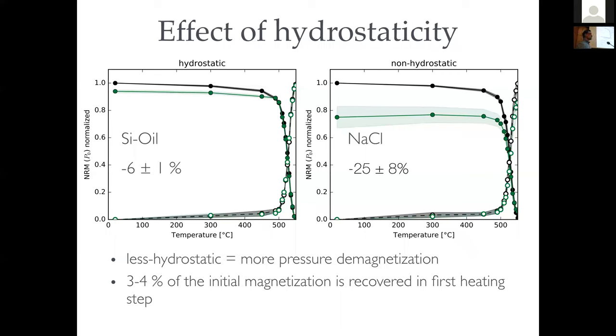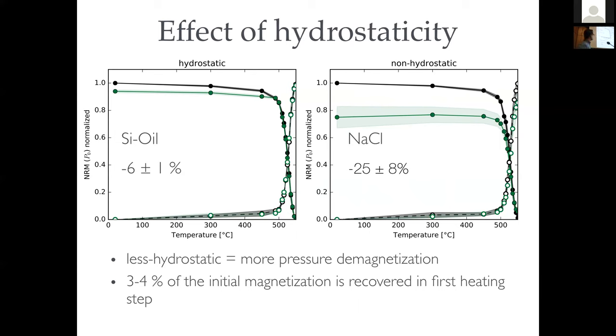Now we can look at the difference between hydrostatic and non-hydrostatic stress. On the left is the same plot I've shown you already. It's the hydrostatic stress with the silicon oil, where we lose about 6% of the magnetization. On the right, we have much higher standard deviations because the stress is less well controlled, and we have much higher demagnetization of the NRM moment. You really have to think, in an impact, will the stress be hydrostatic or somewhat non-hydrostatic? I think in a meteorite setting, the demagnetization will be somewhere in between the two.